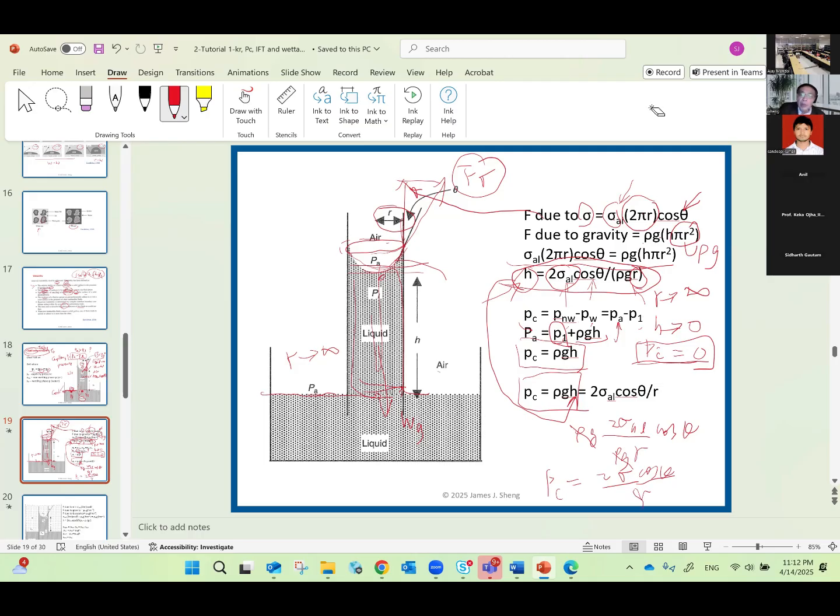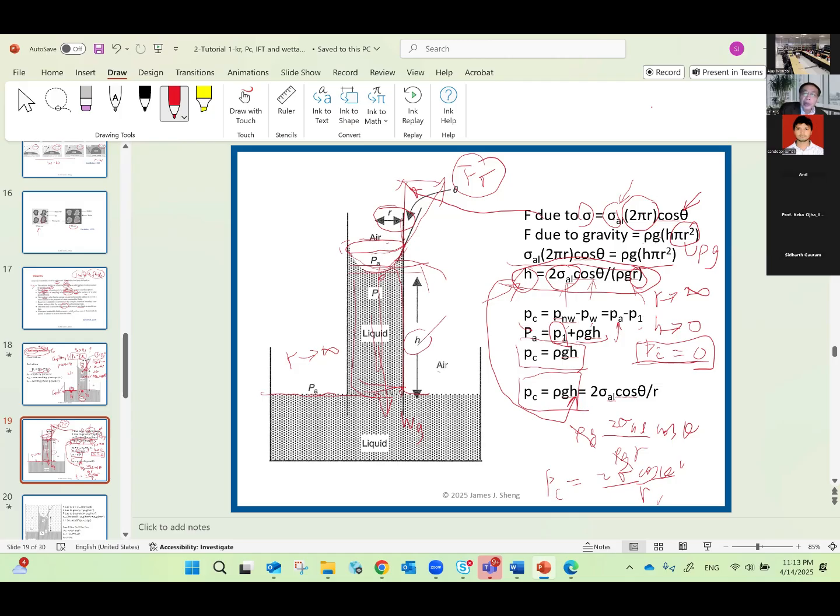Okay. So now we got another relationship. This relationship determines the PC and the interfacial tension for radius and the contact angle. Again, you can say that at a flat surface, R is very large, so therefore PC approaches 0. Okay, so that is very important, because this water-wet liquid will climb or rise to height H.